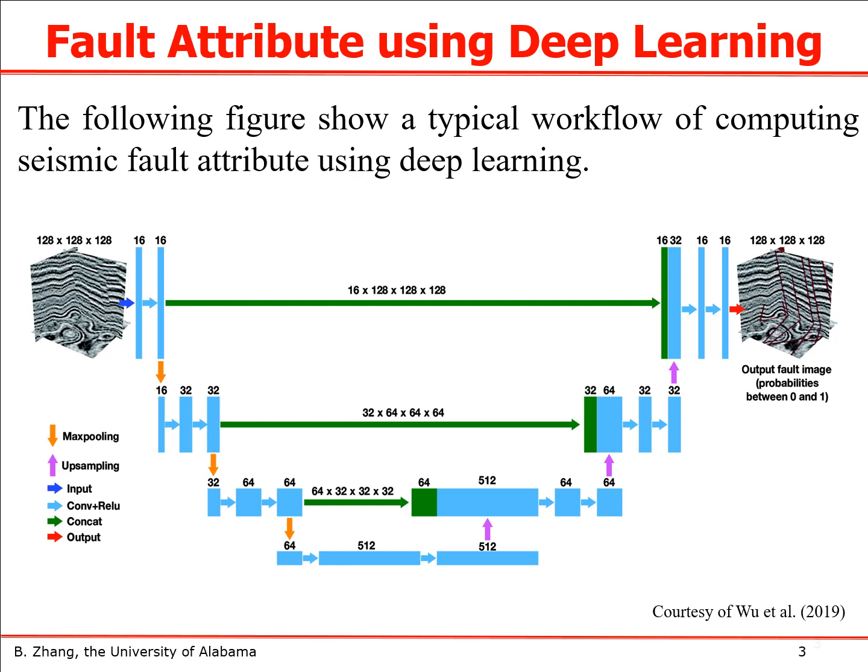Here, for the deep learning, I'm using a CNN, and the architecture is U-Net. The output is a model. The model can predict the seismic fault location with label 1. The non-fault location is labeled as 0.